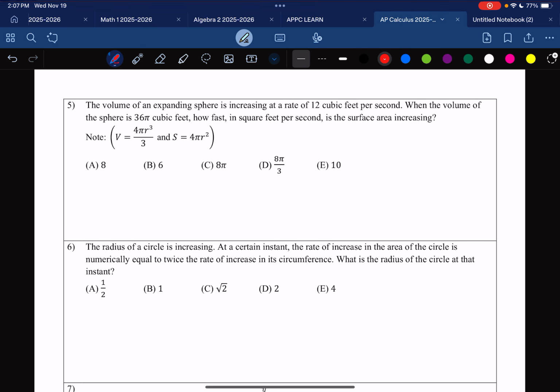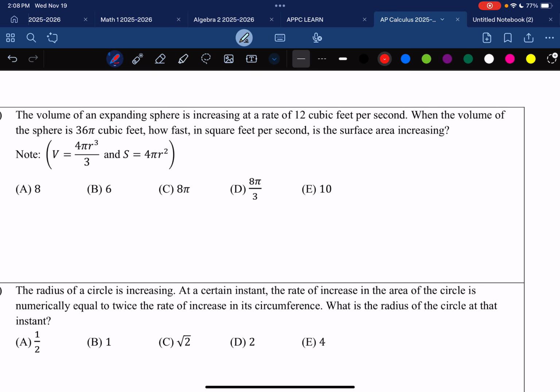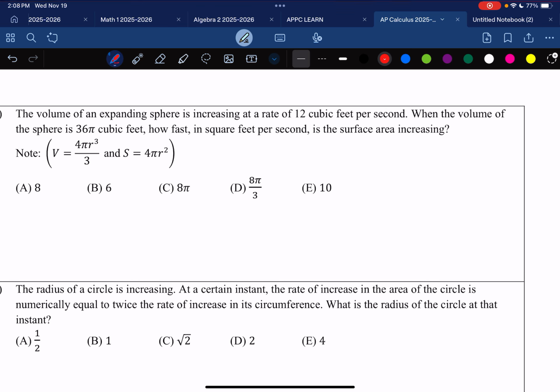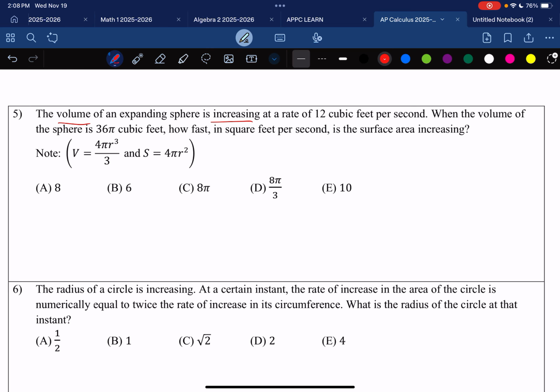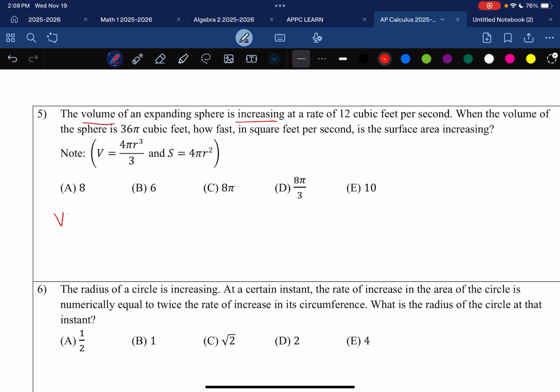Moving on to number 5. In number 5, we are asked to find a related rate problem. Every single related rate problem can be summarized by taking the derivative and plugging and chugging. So let's first analyze what information is given to us. I see that the volume is increasing, therefore I know it's talking about a V prime. I'm going to put that V prime over here. V prime is equal to, is it positive or negative? Increasing is a positive word, meaning I have a positive 12.